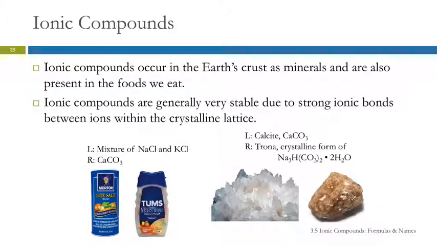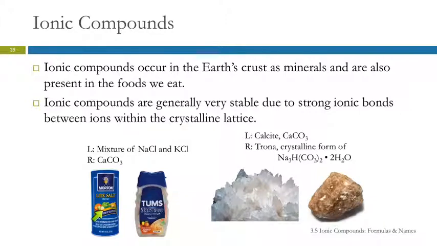Ionic substances are very common on the Earth's crust. They occur as minerals. They're also present in the foods that we eat. They're just everywhere. They are generally very stable because those ionic bonds between the ions are strong. And they tend to be solids at room temperature and have very high boiling points.